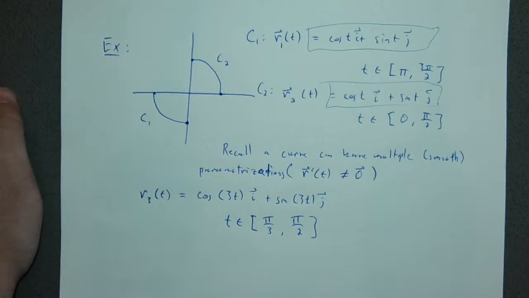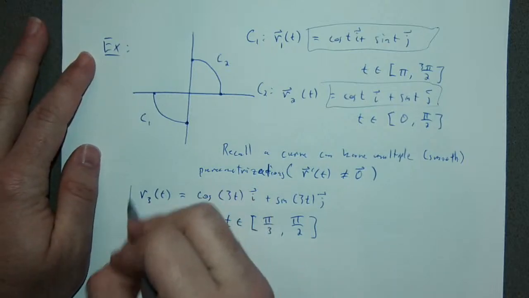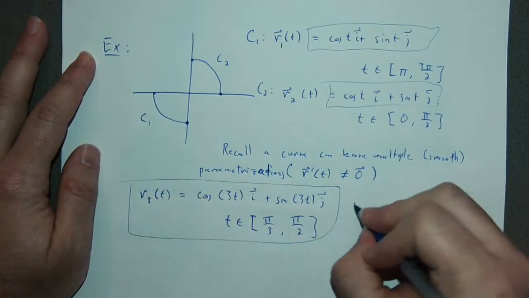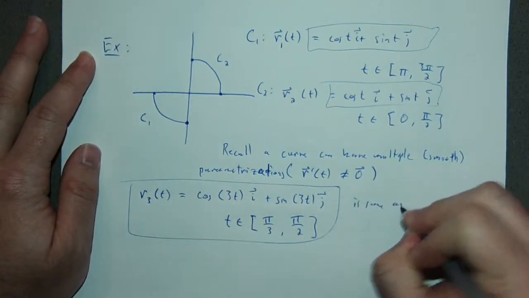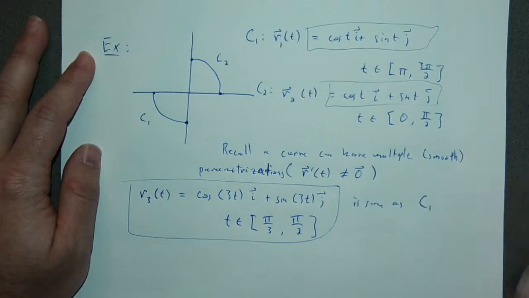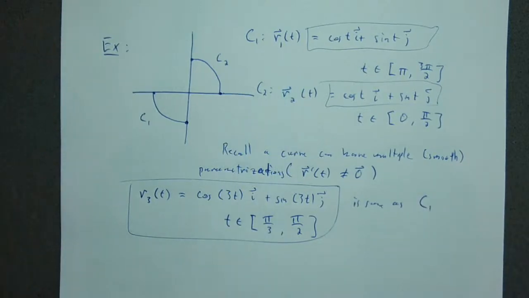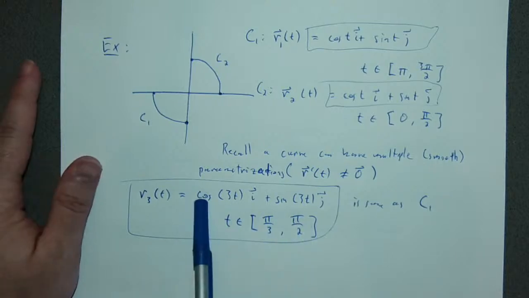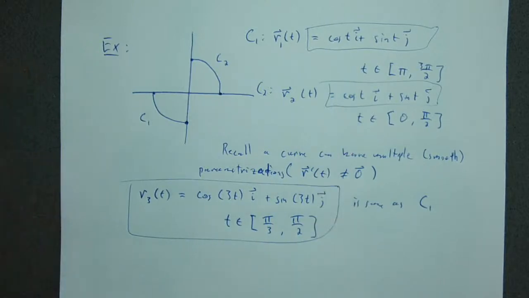And so you can quickly check that you end up with the exact same values here. So this is the same as C sub 1. It gives you the same curve as r sub 1, even though they're definitely different parameterizations, right? Look, this is cosine of 3t here instead of cosine of t. Okay, so this just gives me C sub 1 here.